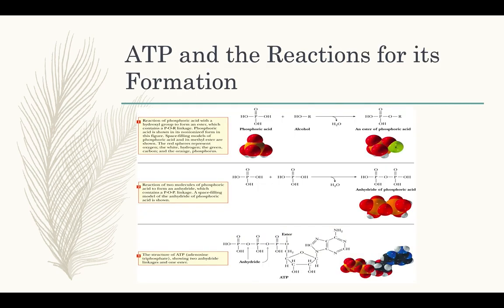This slide shows you the formation of ATP, your adenosine triphosphate. In biochemistry, carbon-containing derivatives of phosphoric acid are of vital importance, such as esters and anhydrides of phosphoric acids. Why? Because ATP, considered the energy currency of the cell, contains both ester and anhydride linkages involving phosphoric acids.